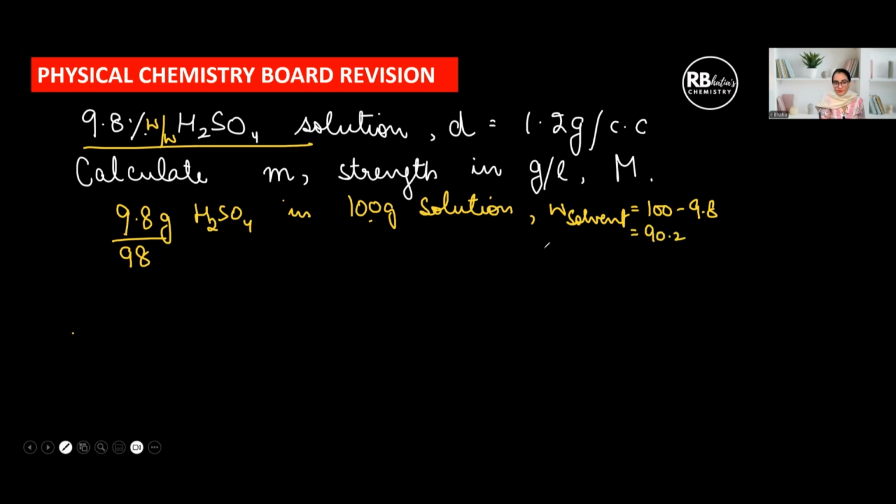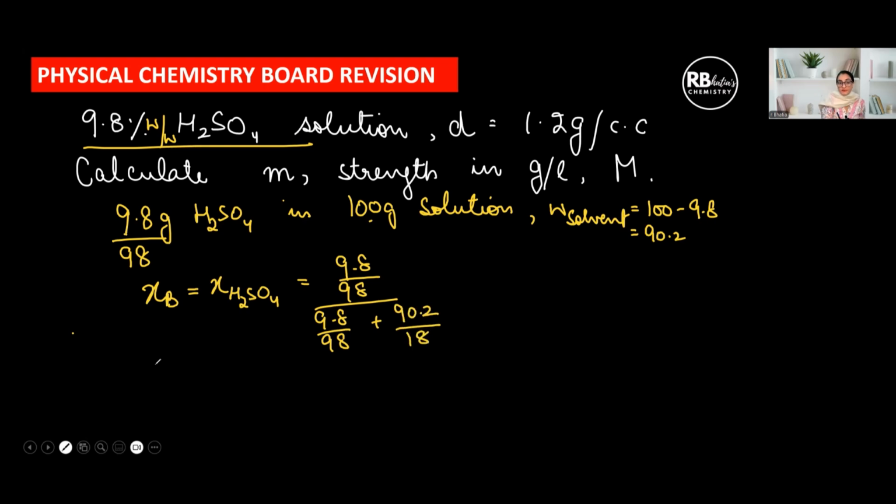Okay, if my calculations go wrong, just check that. My purpose right now is just to help you recall the methods. So if I have to calculate chi B, that is chi sulfuric acid, what am I going to do? I'm going to take moles of sulfuric acid upon moles of sulfuric acid plus moles of water, that is solvent, which is 90.2 upon 18. Clear? This is molality. This is mole fraction of the solute.